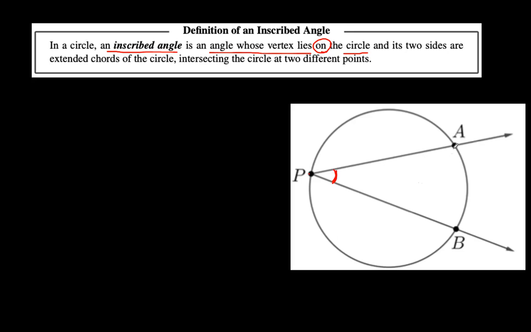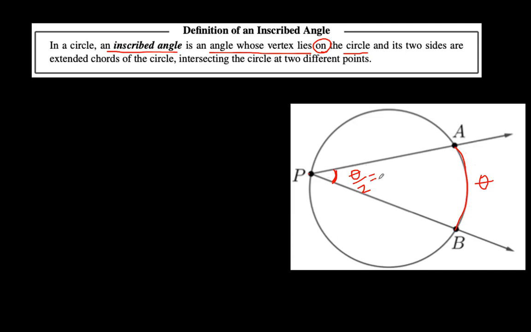And its property is that arc AB is its intercepted arc. So let's say this is theta. If arc AB is theta, then the inscribed angle whose intercepted arc is arc AB, which is angle APB, is equal to theta over 2. Which means that half of its intercepted arc is equal to the measure of the inscribed angle, or twice the measure of the inscribed angle is equal to its intercepted arc.